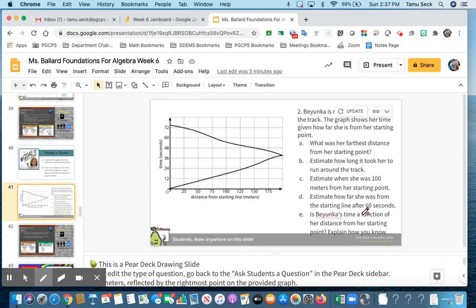Is Bianca's time a function of her distance? Is her time a function of her distance? So the x is the distance. So we see that the distance is not a function of the time because every input does not have exactly one output. But is the time a function of its distance? Does every time have exactly one distance? So you can answer that and explain. That will be graded.